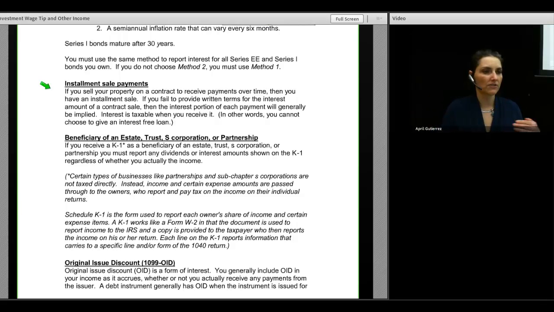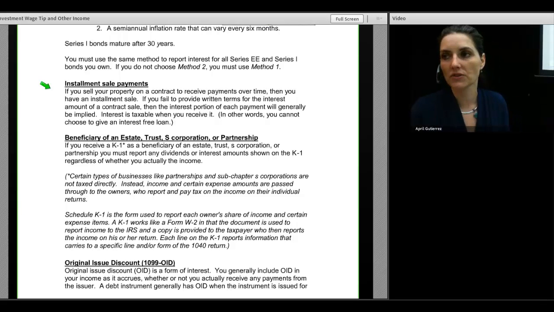So if you sell your house and they're going to pay 50% down this year and the other 50% next year, that's an installment sale, even though there were only 2 payments. Now, if you have an installment agreement and that agreement fails to provide written terms for the interest amount of the contract sale, then the interest portion of each payment will generally be implied. Interest is taxable when you receive it, and as far as the IRS is concerned, you're not allowed to choose to give someone an interest-free loan.